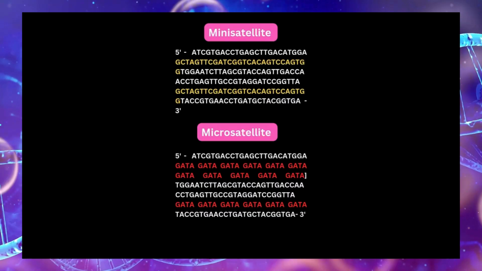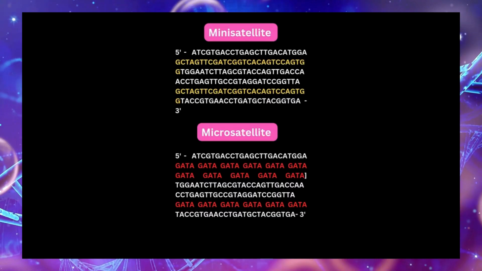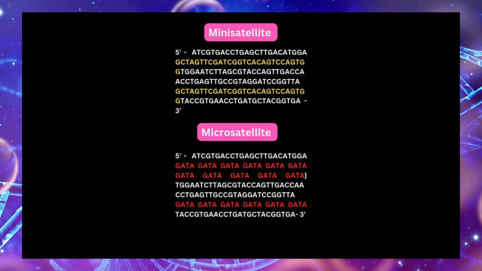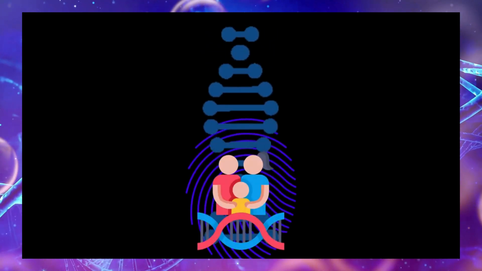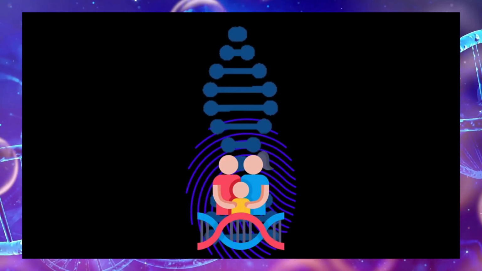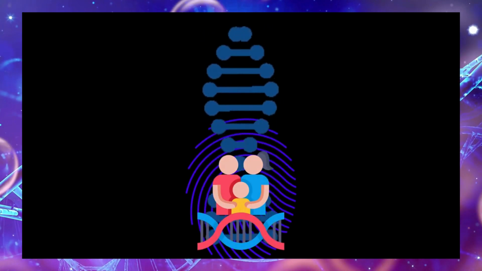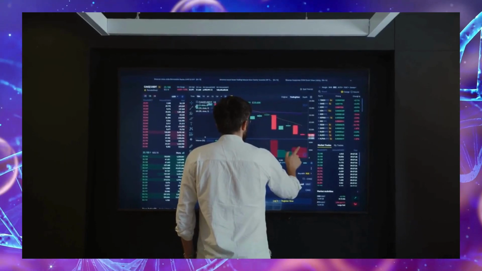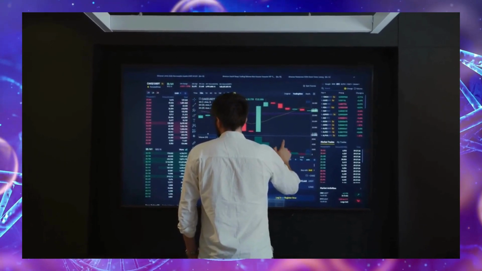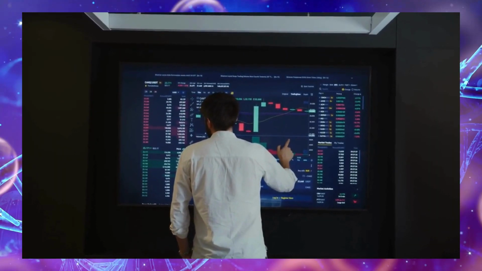Minisatellites are rich in cytosine and guanine bases, while microsatellites contain more thymine and adenine bases. Minisatellites are less commonly used in modern DNA profiling techniques, primarily used in early fingerprinting methods. Microsatellites are widely used in modern DNA profiling, forensic analysis, and genetic studies.